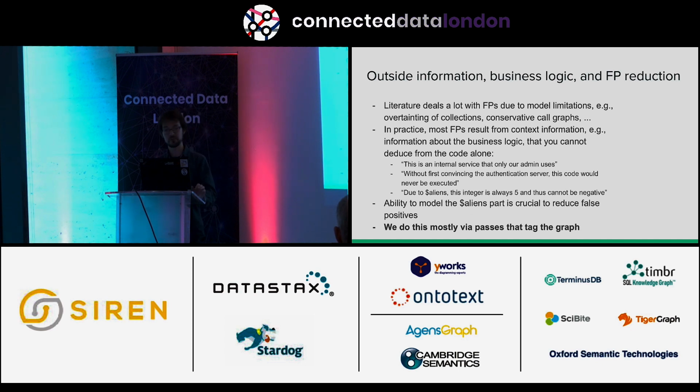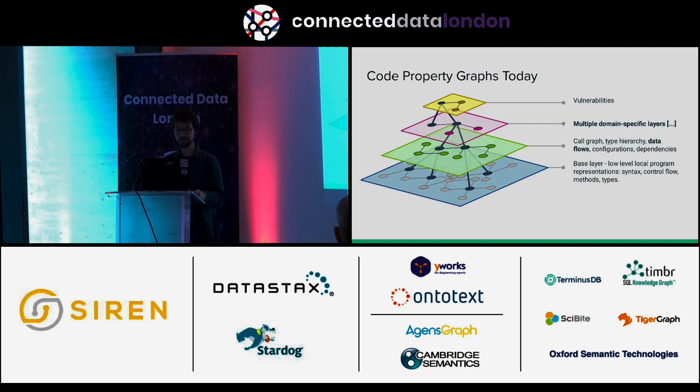The major cause is things that you simply cannot see in the code. For example, this is an internal service that only our admin uses. Or without first convincing the authentication server, this code would never be executed. Or due to aliens, this integer is always 5 and thus cannot be negative. And so you need a nice way of taking this business logic and getting that into the graph as well. And we also do this with these CPG passes, where essentially we take that information and we tag it into the graph, and then we can make use of these tags as part of our queries.